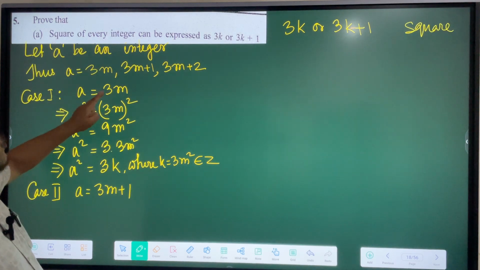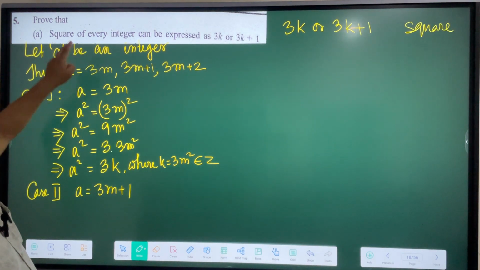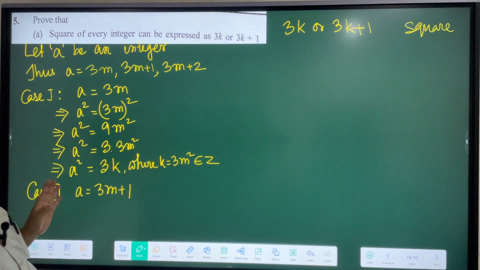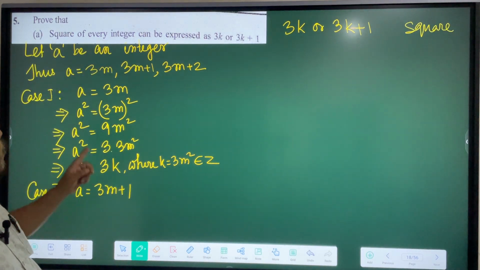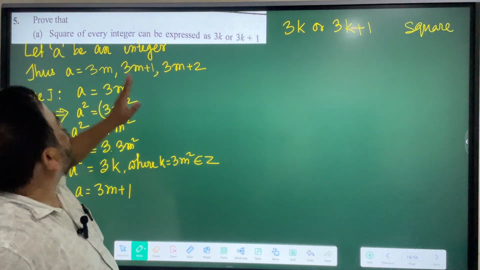So when a equals 3m, we square both sides. Why are we squaring both sides? Because square of every integer we have to show, it is given in the question.